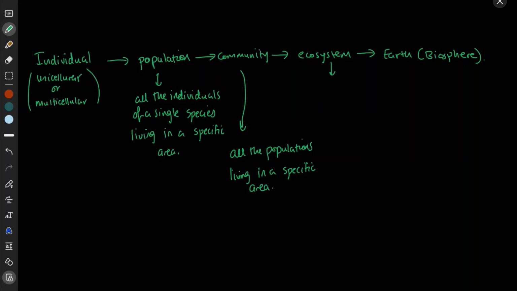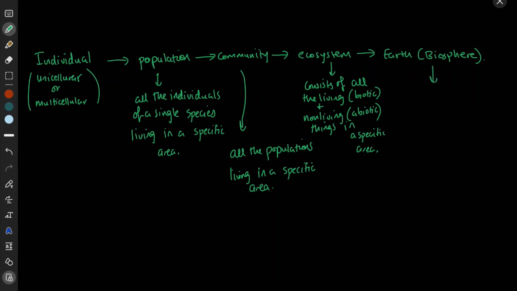Now an ecosystem, on the other hand, consists of all the living and non-living things in a specific area, right? So when we talk about living, we consider that to be biotic, right? And then non-living factors are known as abiotic. And then we have the biosphere, which is just the collection of all ecosystems on Earth, right? So the biosphere pretty much represents all the zones of life on Earth.